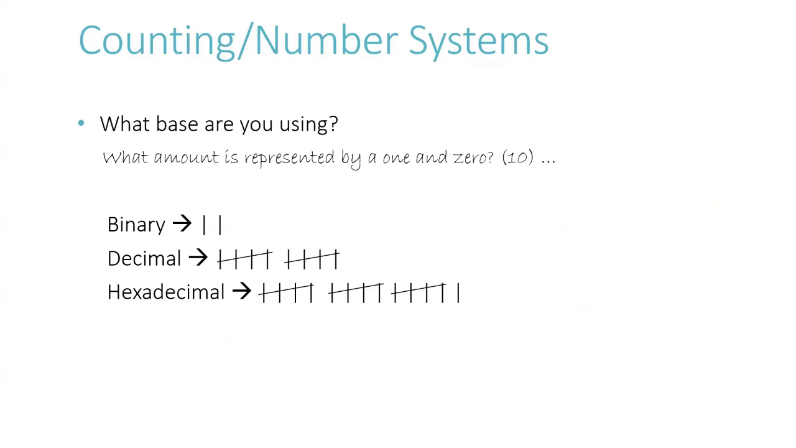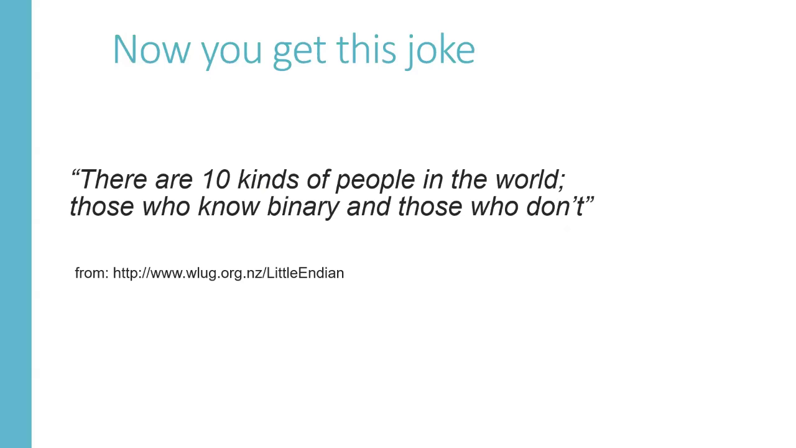And so now, with that little shortcut and this explanation, you now understand this joke. You can read it there for a second, because it's hard to know how to read it out loud. But I'll read it this way: there are 1, 0 kinds of people in the world, those who know binary and those who don't.